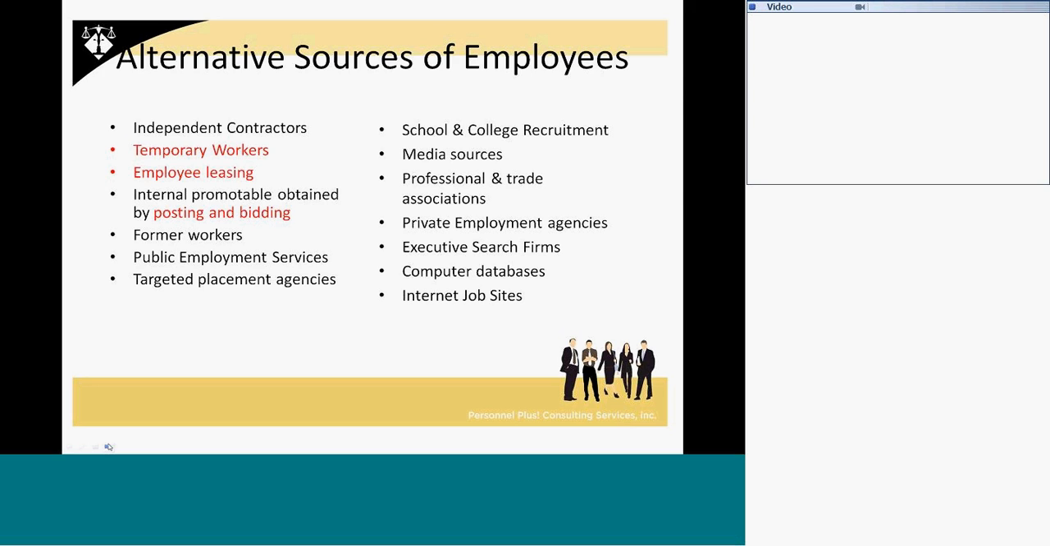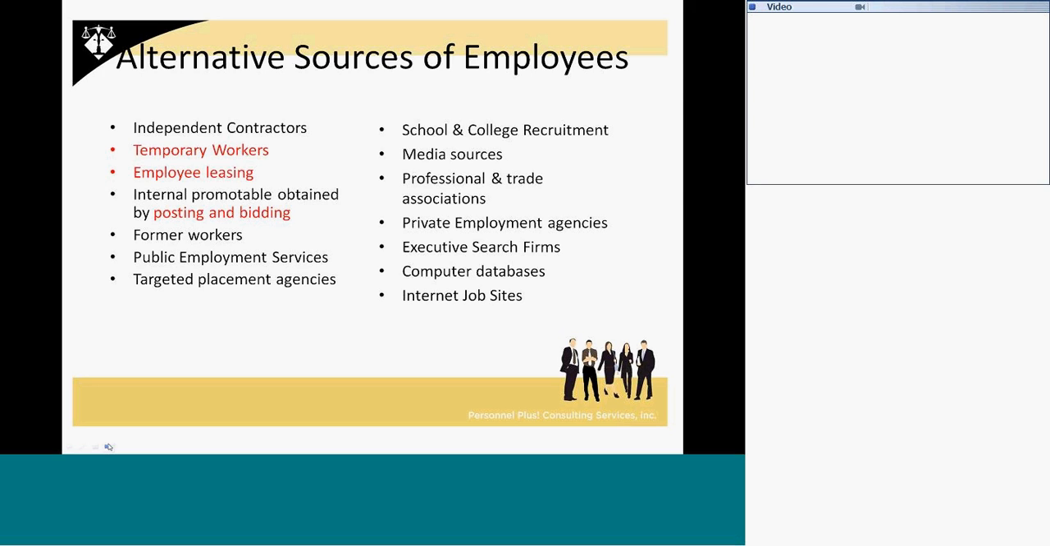Employee leasing describes a similar but a little different kind of scenario. At least temporary workers are brought in to fill vacancies in specific areas. Employee leasing, on the other hand, is where all or nearly all of the workers of a particular organization are technically on the payroll of another entity, and that other entity is responsible for hiring, discipline, payroll, benefits, and those sorts of things.